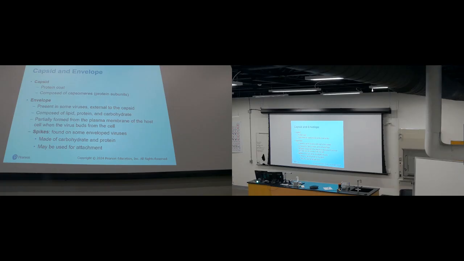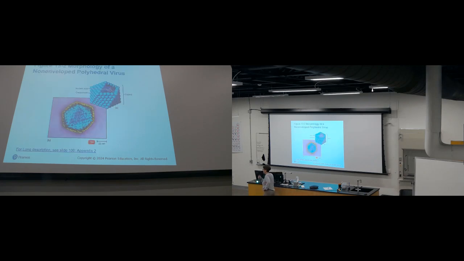Now, when it comes to the spikes, they're made of carbohydrate and protein. And then we have some names for some of these, like in the case of the glycoproteins that HIV has. We have GP120, we have GP41, and then we use them to identify the virus.